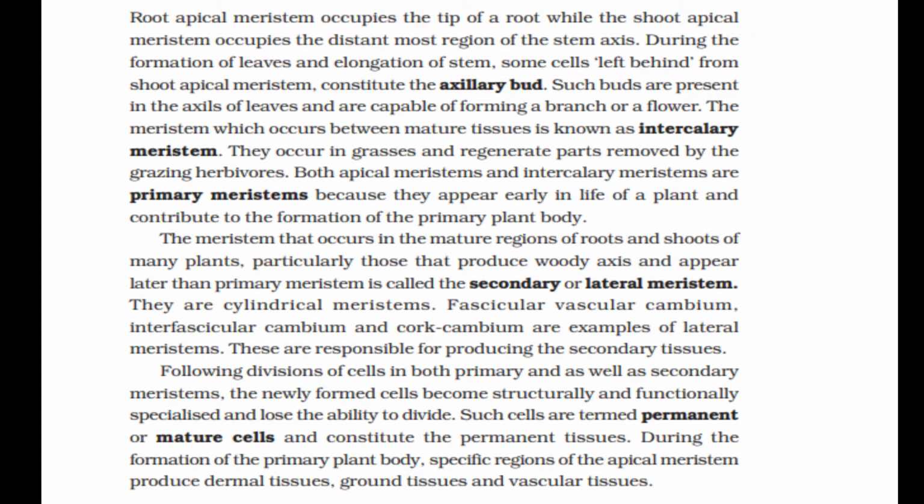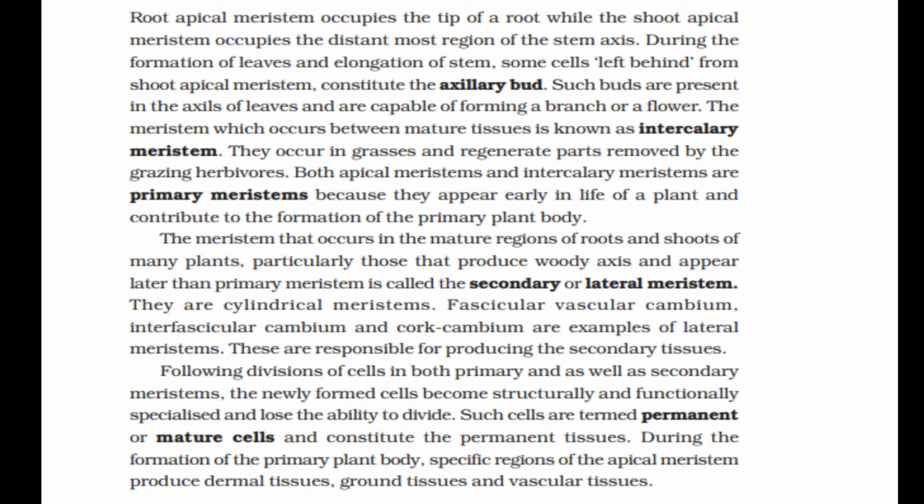During the formation of leaves and elongation of stem, some cells left behind from shoot apical meristem constitute the axillary bud. Such buds are present in the axils of leaves and are capable of forming a branch or flower. The meristem which occurs between mature tissues is known as intercalary meristem. They occur in grasses and regenerate parts removed by the grazing herbivores. Both apical meristems and intercalary meristems are primary meristems because they appear early in life of a plant and contribute to the formation of the primary plant body.